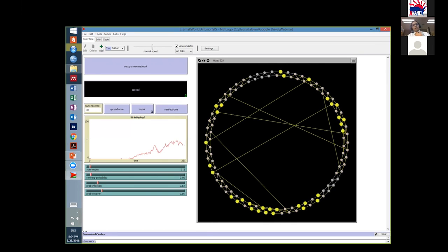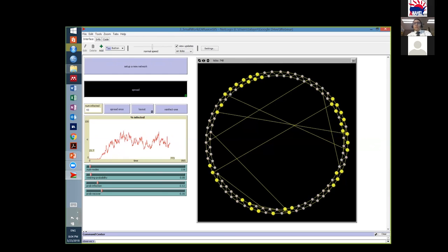Since the probability of recovery is higher than the probability of infection here, not everyone is going to be infected. And this will continue through time. But if I increase the probability of infection, all nodes might become infected.